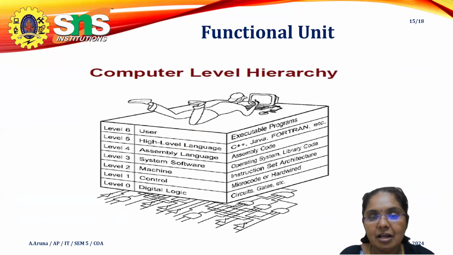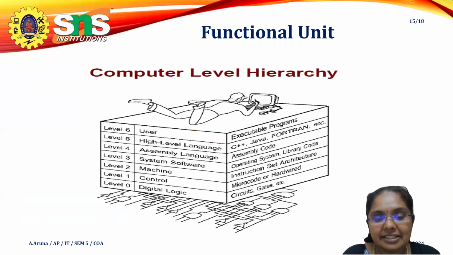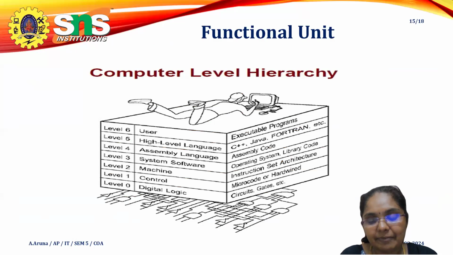This is the levels of the computer hierarchy. Initially, inside the processor we have digital logic. For controlling the digital logic, we go for a control unit, either microcode or hardware control. For this to work, we have to go for an architecture, which can be called a machine. We need the instruction set architecture for executing any instruction. Definitely for executing on this machine, we need the system software, that is, the operating system. Without the operating system, we can't do anything. Library code also is needed for executing any program in a machine.